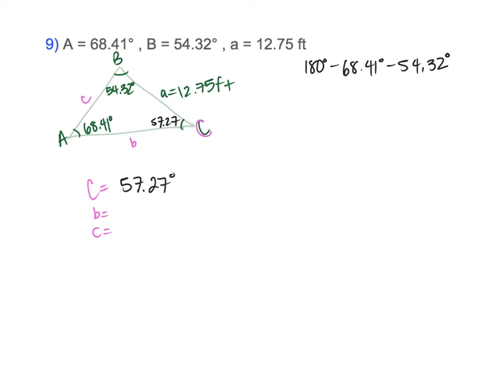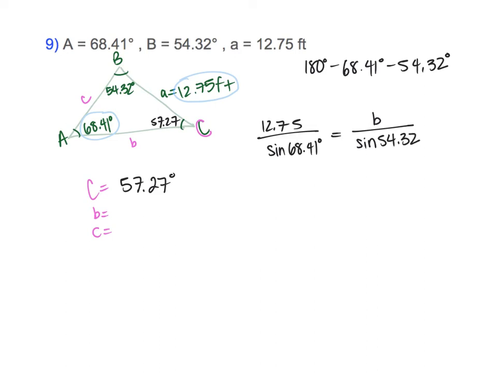What I also noticed is that I have the equivalents for big A, the angle, and little a, the side. So I have all the A values, it looks like. And so, like I said, I have little a, so 12.75 divided by sine of 68.41 degrees. And I'm going to try to find b first. So if I were trying to find b, I can set that equal to b over sine 54.32. And so from here, I need to solve this out. So I'm going to grab my graphing calculator here.